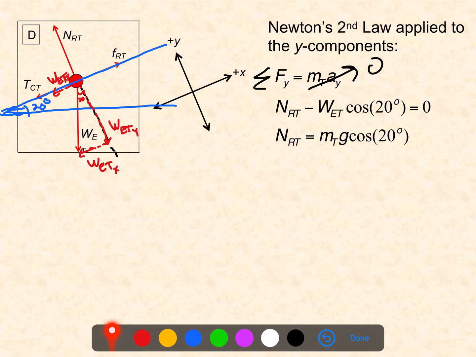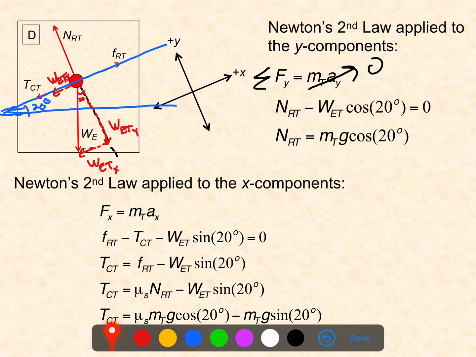Okay, this has not told me anything about the tension yet. Remember, we're looking for the tension. So how can we get at that? Well, we have another dimension to consider. So let's look at what's happening in the x direction. I can do the same thing of applying Newton's second law, summing up my forces in the x direction and setting them equal to mass times acceleration. This thing is not accelerating in that direction either, so that side of the equation also vanishes.